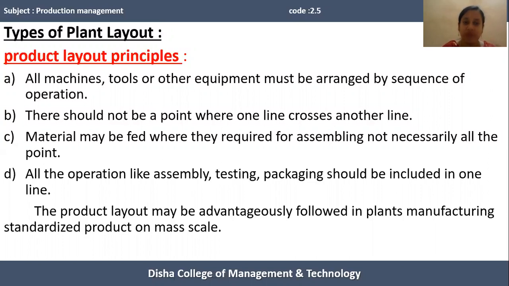Generally this type of layout is adopted by the firm which produces more standardized goods with more volume. Means generally the firm which adopts this type of layout produces goods according to its requirement, according to its decided standard, and produces goods in large quantity. Generally this type of plant adopts this type of layout.